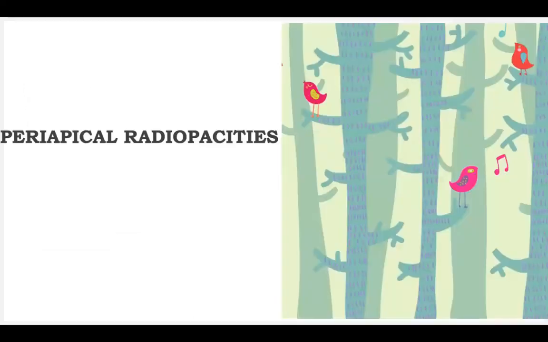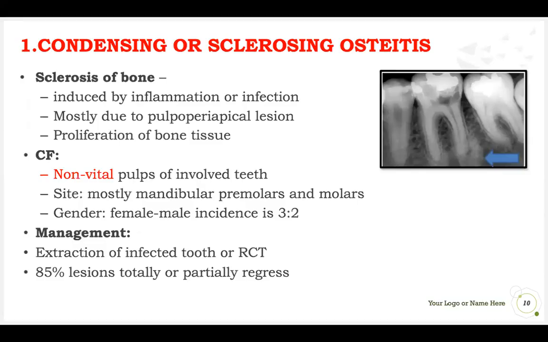Periapical radiopacities, we'll be seeing a few of them. The first one is condensing or sclerosing osteitis, sclerosis of bone induced by inflammation or infection of the teeth, mostly due to pulpoperiapical lesion. There will be proliferation of the bone tissue. The most important clinical feature is non-vital pulps in the involved teeth. Usually there is a 3:2 gender ratio, female to male. Management is more commonly extraction of the infected teeth, or even root canal wherever it is possible.